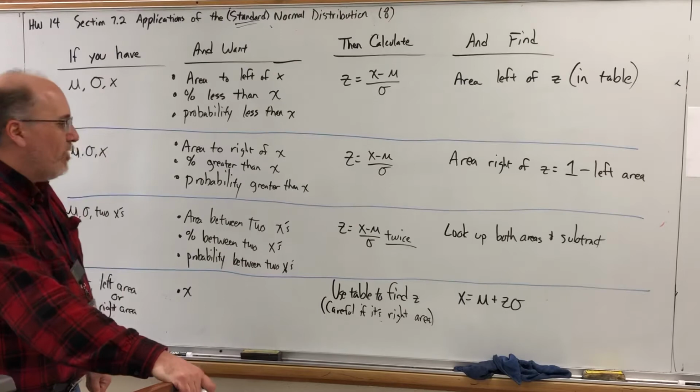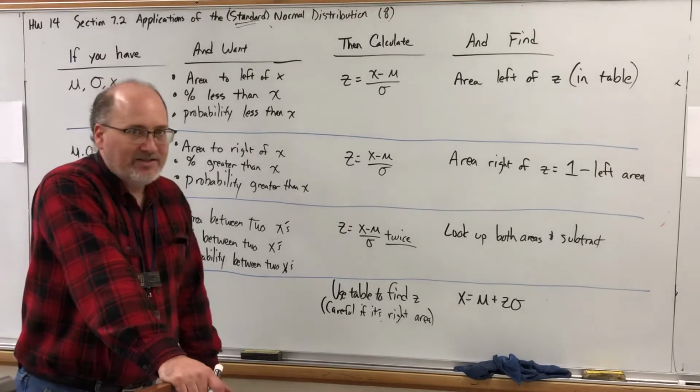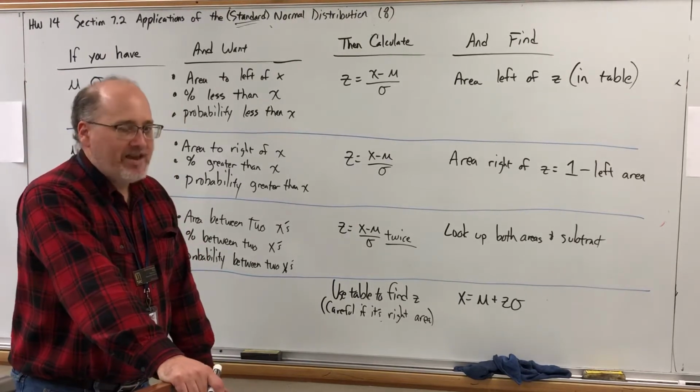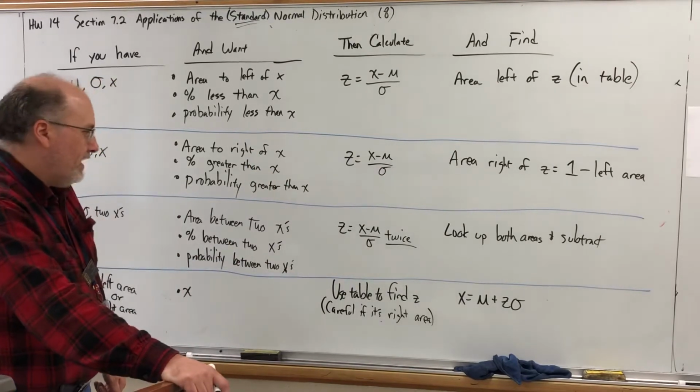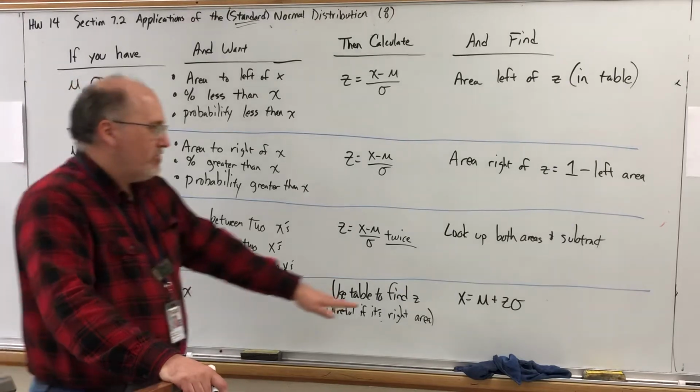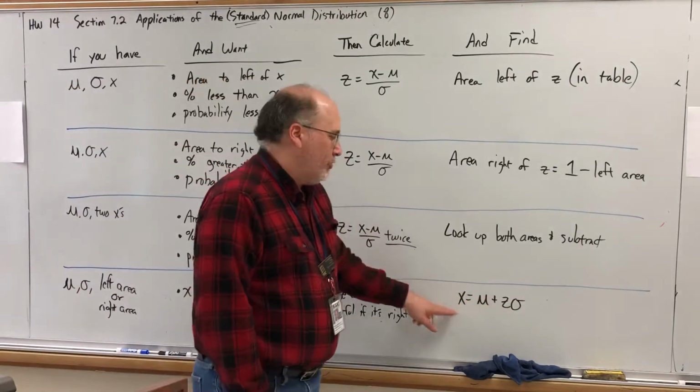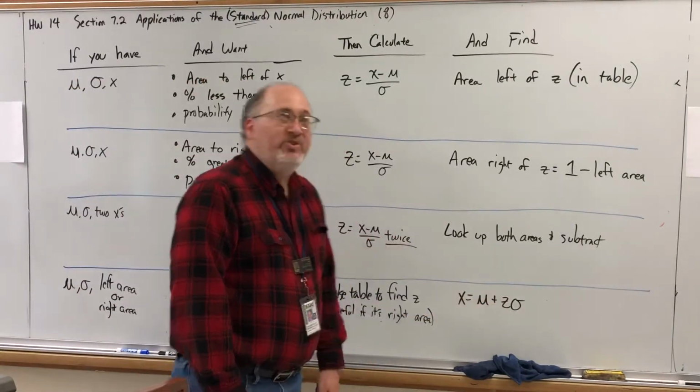Be careful if it's a right area because your table contains left areas. If you have a right area, 1 minus that will give you the left area. And then once you find that z, then just use the formula that converts the z back to an x. X equals mu plus z sigma.